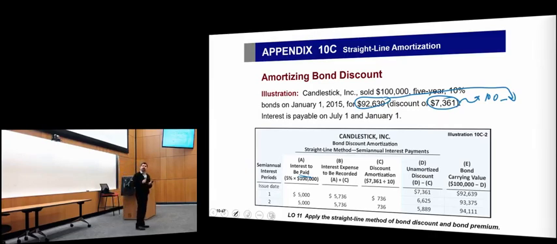As you can see, the carrying value of the bond will start increasing. It will keep increasing until at maturity, the carrying value of the bond will be equal to the face value of the bond. So this is why when the company retires bonds at maturity, face value will be equal to carrying value. You guys have any questions about this?